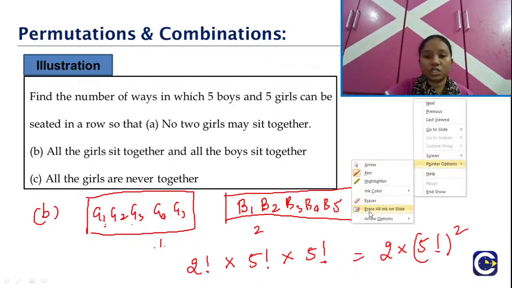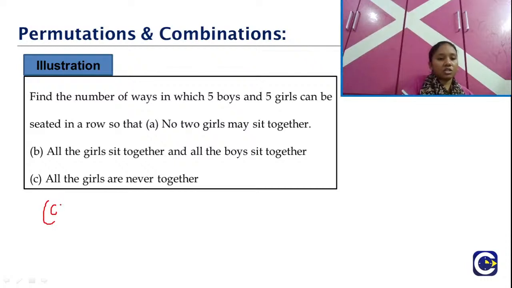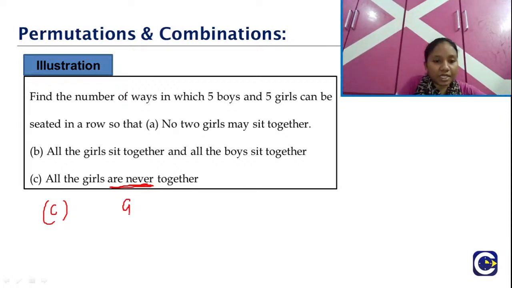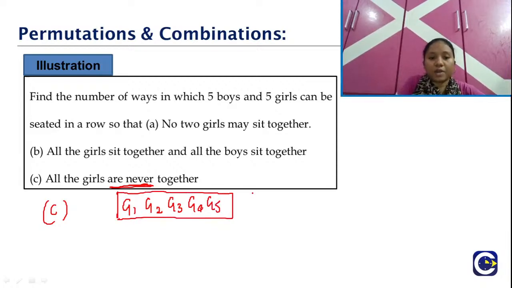Right. So let's get to the next one. That is our third question here. So the third one is find the number of ways when all the girls are never together. So whenever we are having this never together concept, before getting directly into never together, we can go by all together. So first, we'll take the number of arrangements when we take all the girls together. Right. So I'll be taking all the girls together first, and the remaining boys can be placed.